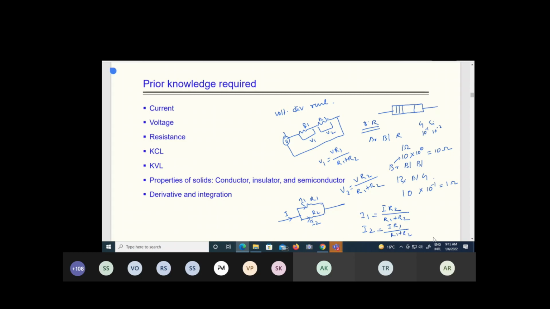Okay, and Kirchhoff's current law and Kirchhoff's voltage law are all known to you. Kirchhoff's current law means incoming current is equal to outgoing current, and KVL means your loop voltage will be zero. So these are very preliminary things you know, and they will be useful for your further study. Derivatives and integration need no discussion, so you know them. What is the derivative of sine, cosine, all these things. Then the properties of materials in solids: what is a conductor, insulator, and semiconductor.